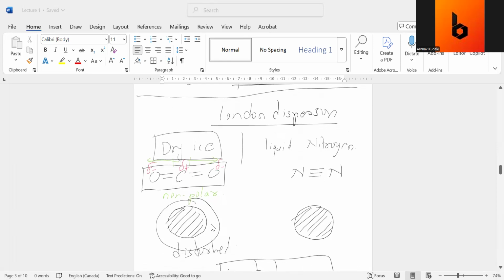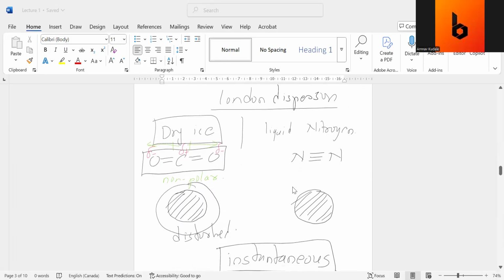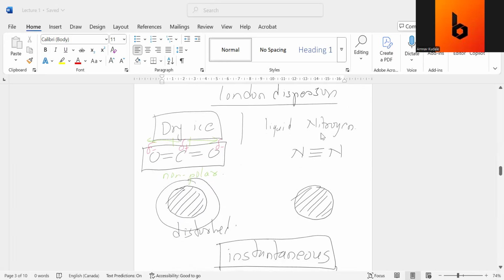London dispersion generally exists when there are non-polar molecules. If you see dry ice, liquid nitrogen, the electronegativity difference over here is 0. That means the electron cloud is equal. Same thing over here: carbon and oxygen each have a dipole, but the dipoles get cancelled out, so the electrons are equally distributed.